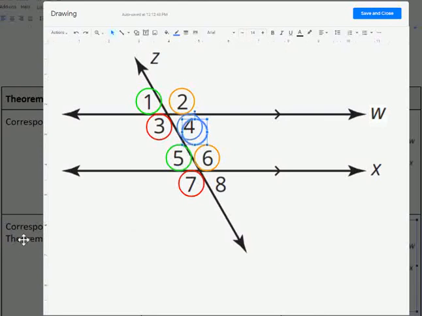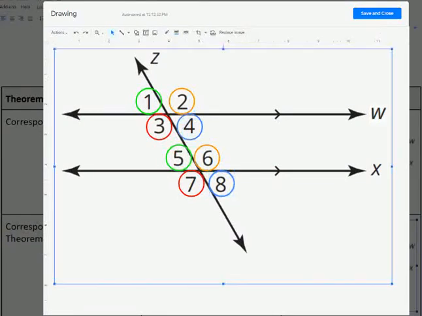So those are all of our corresponding angles shown on this diagram. Again, 1 is corresponding with 5, 2 corresponds with 6, 3 corresponds with 7, and 4 corresponds with 8.